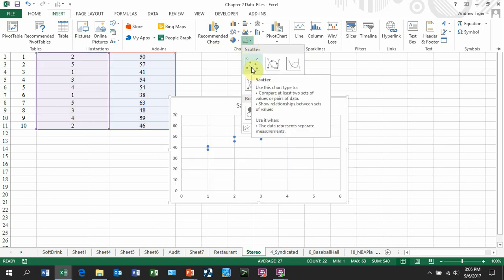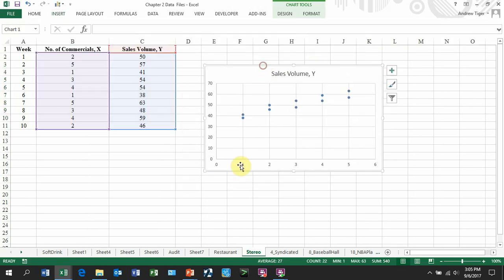is these. And look what it did. It put my commercials on the x-axis and it put my sales volume on the y-axis.